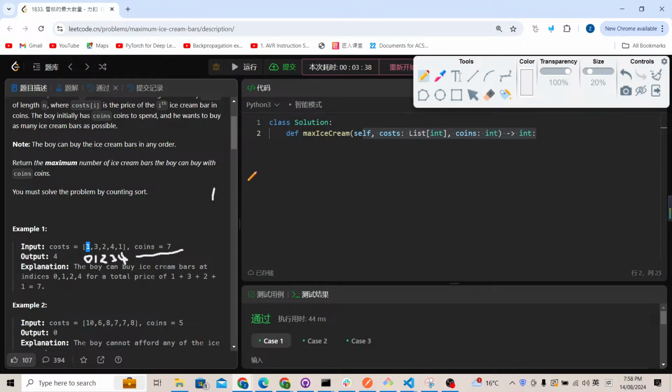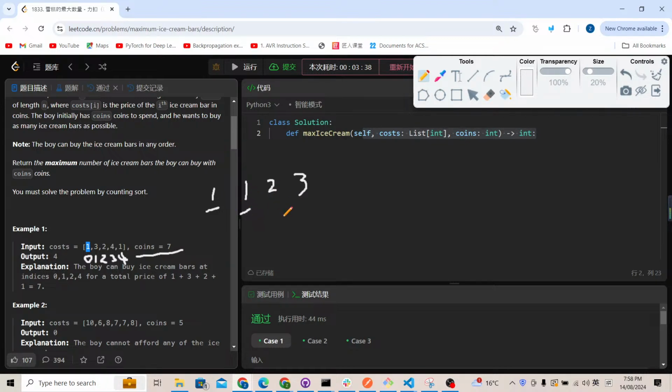Yeah, we always want to buy the ice cream with the lowest price possible, because definitely we don't want to buy the most expensive ice cream. We always want to buy the least expensive ice cream, because we want to buy as many as possible. If we have 1 and 1, definitely we want to buy these, and this 2, and this 3 first.